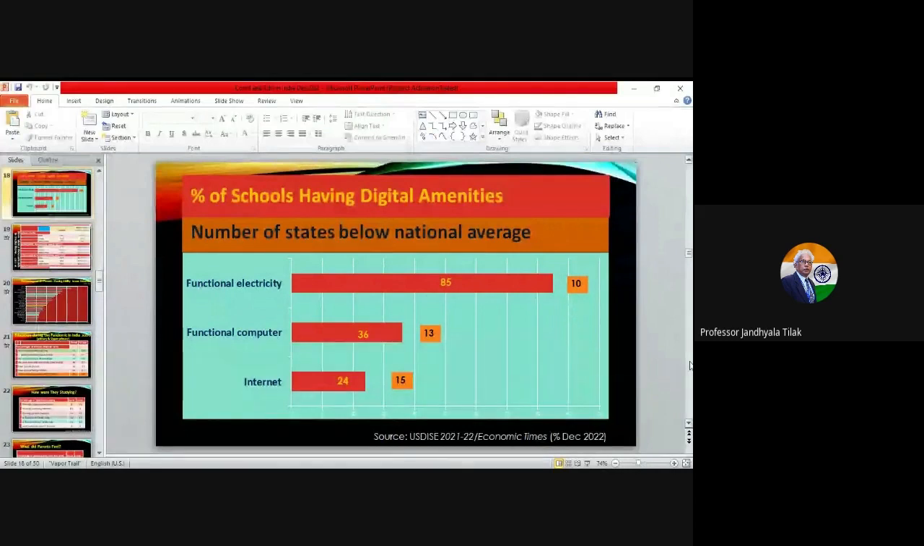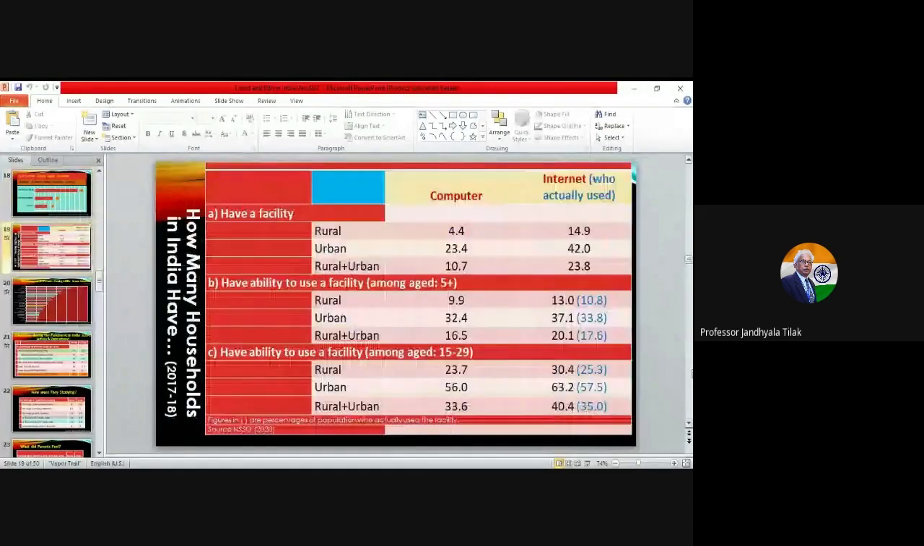In fact, 85% of the schools have electricity, but as many as 10 states have much less than the national average, in the sense that in those 10 states, the average is less than 85%. Similarly, 36% of the schools have functional computers, but as many as 13 states have much less than 36%. And so is the case with respect to internet. Nearly half the country has internet at a very, very low level compared to the national average of 24%. So we were in a very, very bad situation.